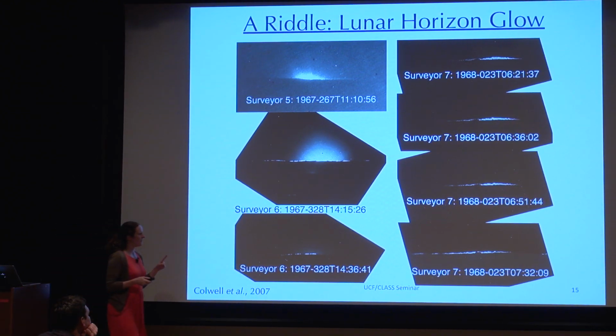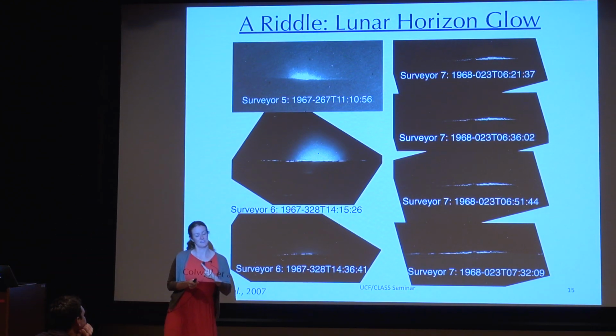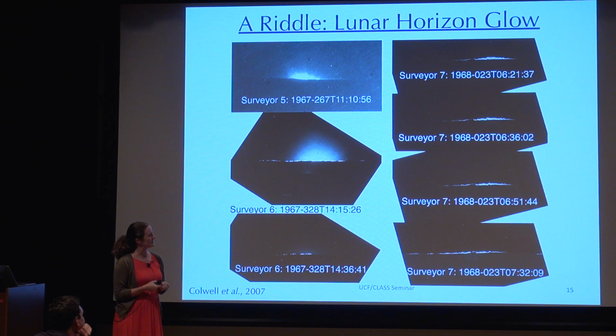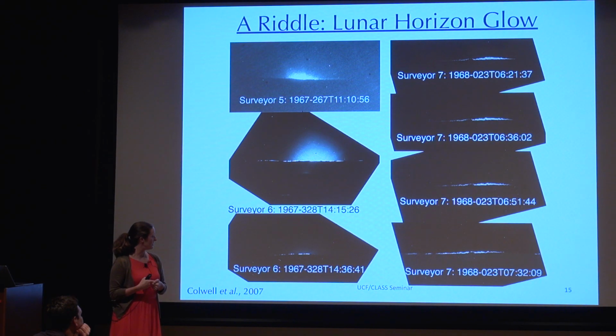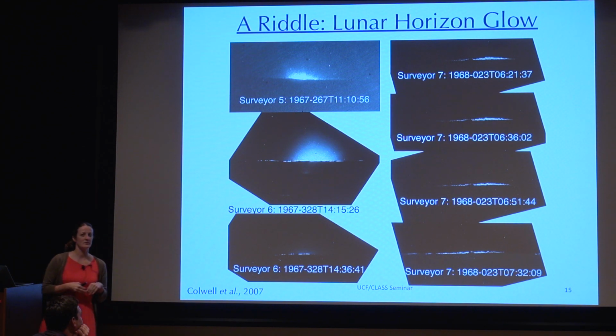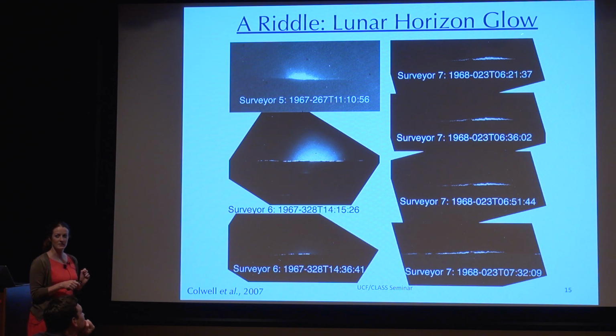Okay, so that's most of what I'm going to talk about on impacts. One of the other surface processes I talked about has to do with what's called electrostatics, or dust charging and levitation. This is one of the fun riddles we like to explore if you study dust and the moon, like I do. I titled it a riddle: the lunar horizon glow.